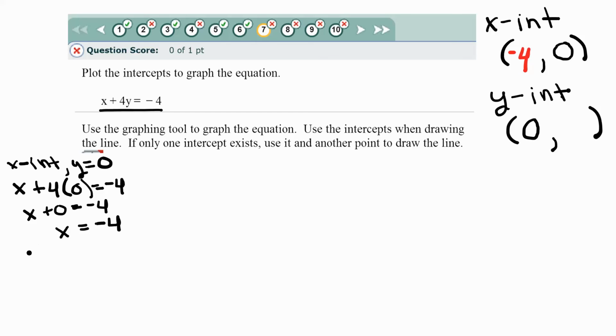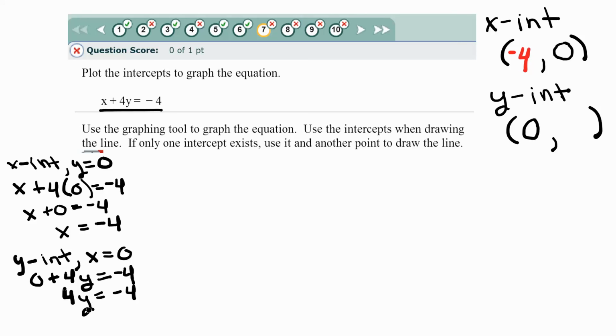Now let's find our y-intercept, because we just need 2 points to graph this line. We know for the y-intercept the value of x where it crosses the y-axis is going to be 0. So we do the same thing as before, take our equation, but now plug in 0 for x to find out what y equals when x is 0. So we have 0 plus 4y equals -4. Well, 0 plus 4y just equals 4y, so 4y equals -4.